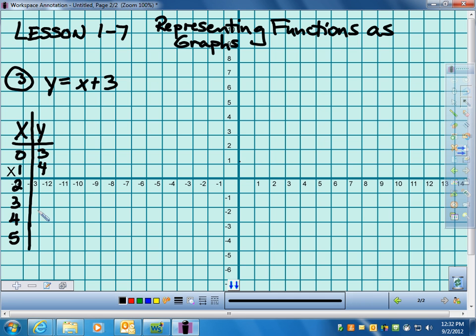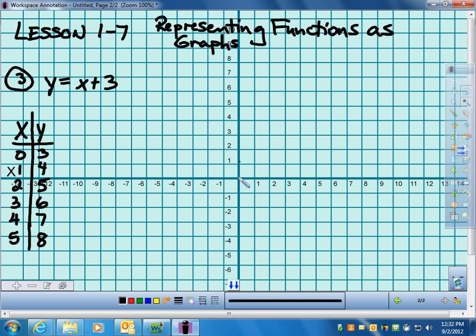So if we input 1, this function outputs 4. If we input 2, 2 plus 3 is 5. So inputting 2 would output 5. If we input 3, 3 plus 3 is 6. If we input 4, 4 plus 3 is 7. And if we input 5, the function will output 8 because 5 plus 3 is 8. Okay, so we already have done that in section 1.6. What we're emphasizing today is the graphing aspect of this, so I need to graph this table.